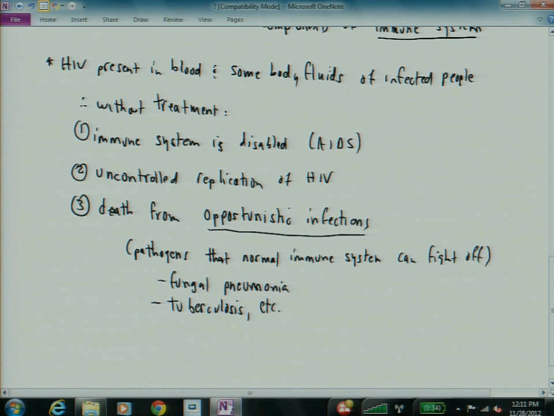Okay. So the next, pardon? Oh, yeah, sure. Mm-hmm. I couldn't quite hear. So you're saying, are there other diseases that can compromise your immune system? Right.